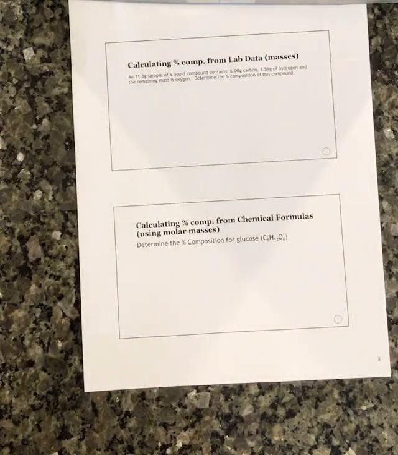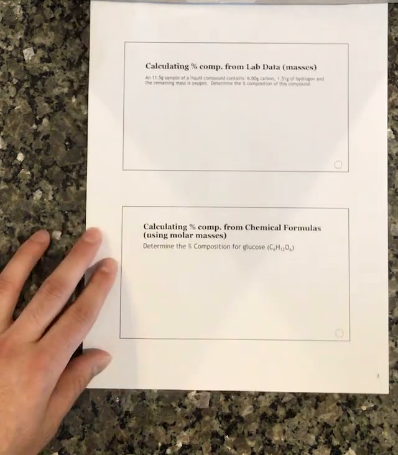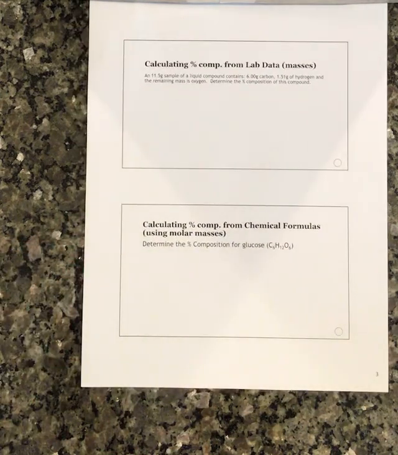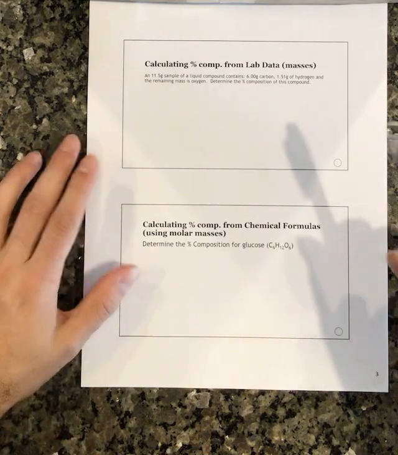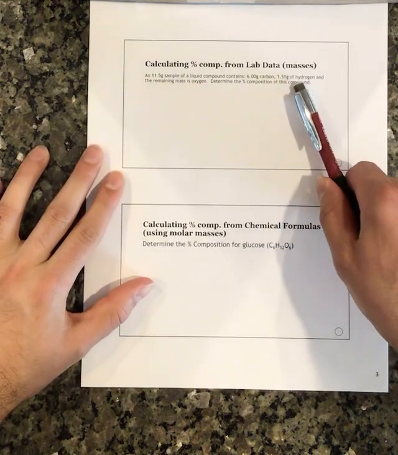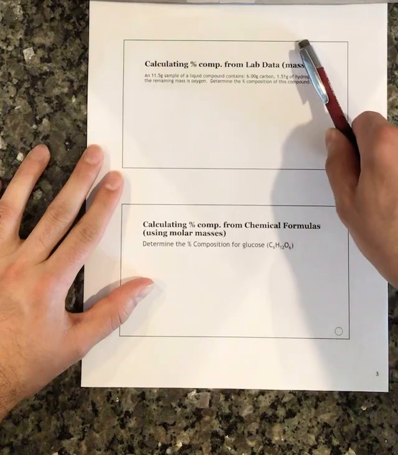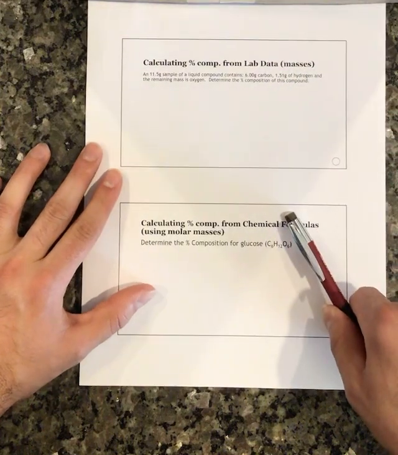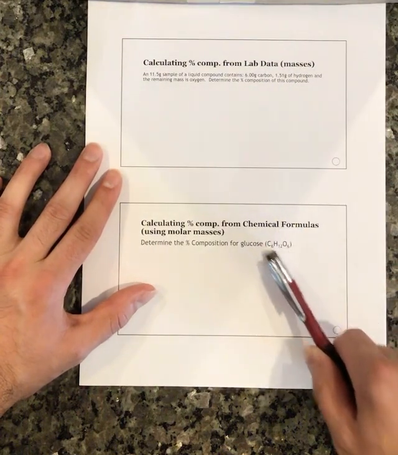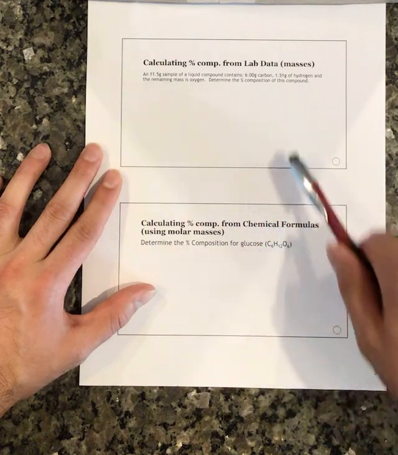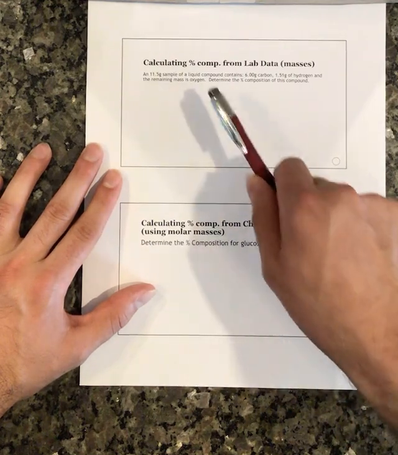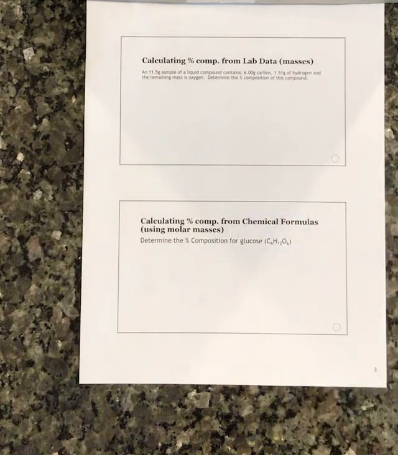All right, so for percent composition, there are two types of questions you will get. The first type, which is less common, is when you're given masses. The one that is more common, the one that we're going to see more often, is when you're given a formula. So there's two types of questions that we're going to be looking at. Let's do the first one here. This one's a little bit easier.